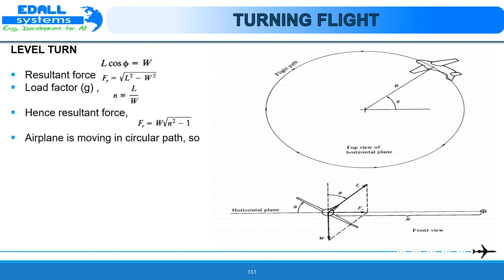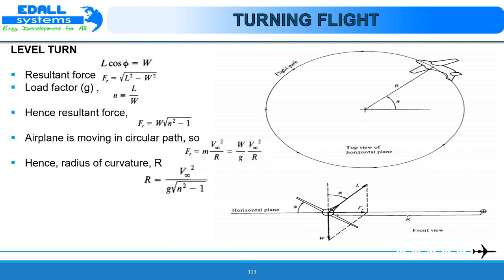Now the aeroplane is moving in the circular path at velocity v infinity. Therefore, the radial acceleration is given by v infinity square by r. From Newton's second law, we have Fr is equal to m v infinity square by r, which is equal to W by g into v infinity square by r. Combining these two equations, the radius of curvature r is equal to v infinity square by g root of n square minus 1.